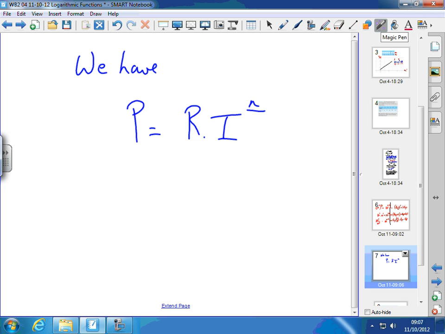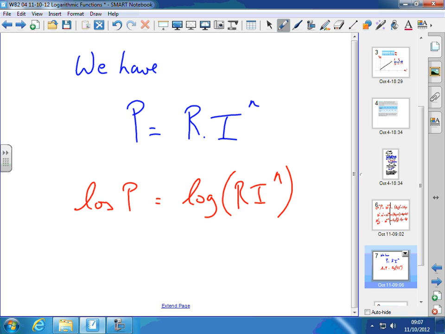So we could do with this power coming down and turning into a multiplication. In other words, we could do it using logarithms, so we can find out what this thing is. So we take the logarithm. If I want to turn this right-hand side into a logarithm to make it into a power, then I must also turn the left-hand side into a logarithm. So I just turn them both into powers of 10 effectively. So the logarithm of P equals the logarithm of RI to the power n. I've logged both sides, which is effectively turning them into powers of 10.